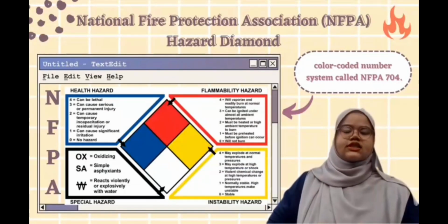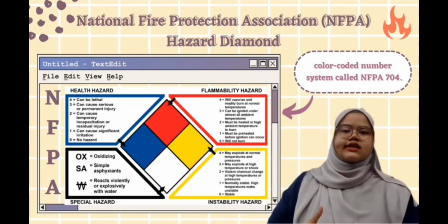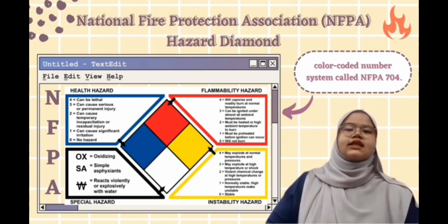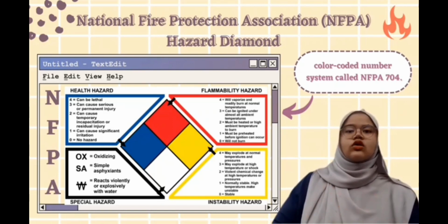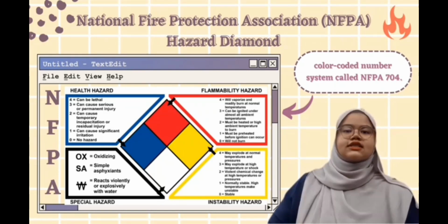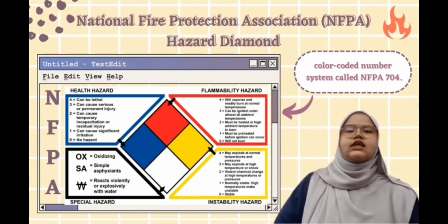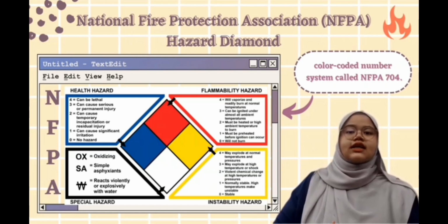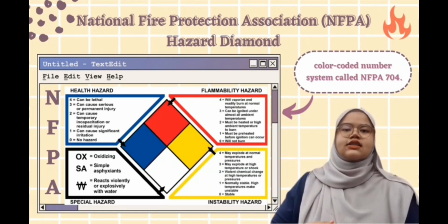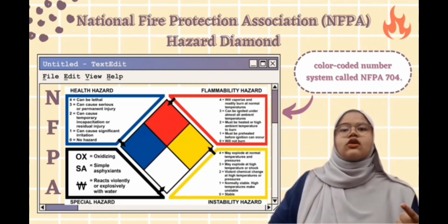The National Fire Protection Association, NFPA, is a global self-funded and non-profit organization which was established in 1896. Their mission is to help save lives and reduce loss with information, knowledge, and passion. The NFPA introduced a color-coded number system called NFPA 704 in 1960. This system is a quick visual guide helpful in drawing attention to chemical storage and the necessary equipment needed under emergency conditions such as spills, leaks, or fires.